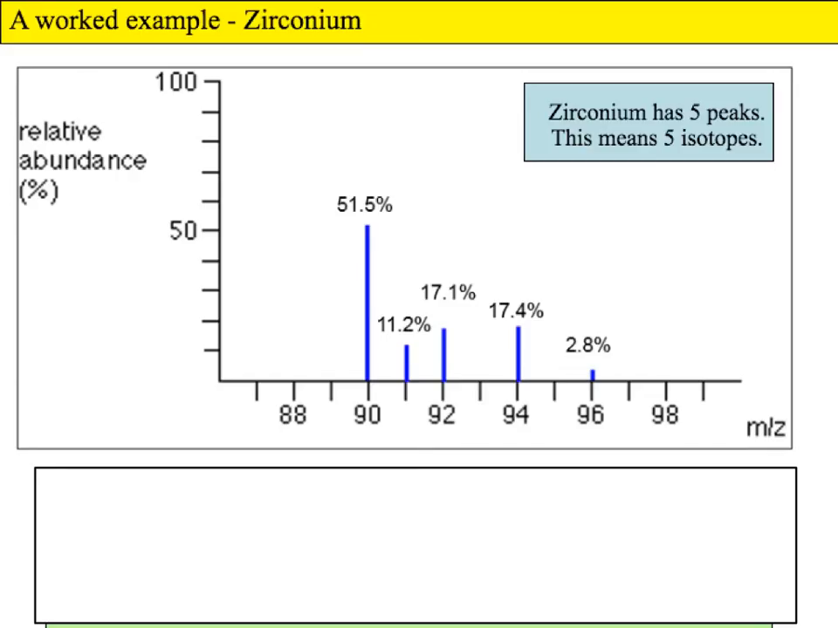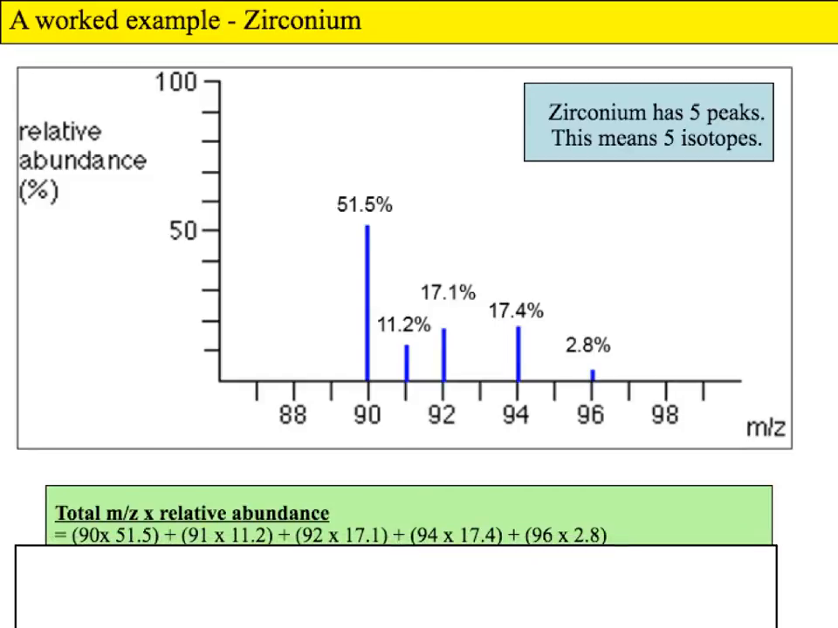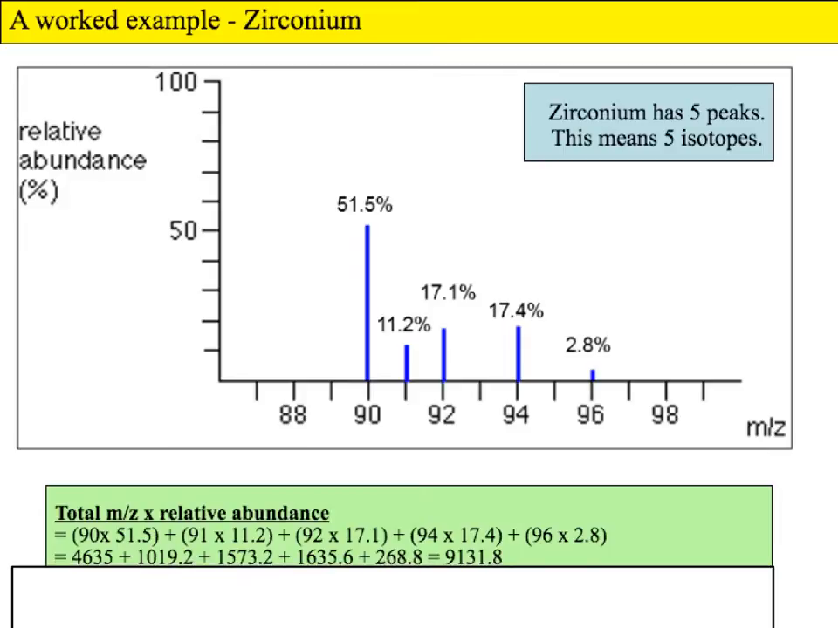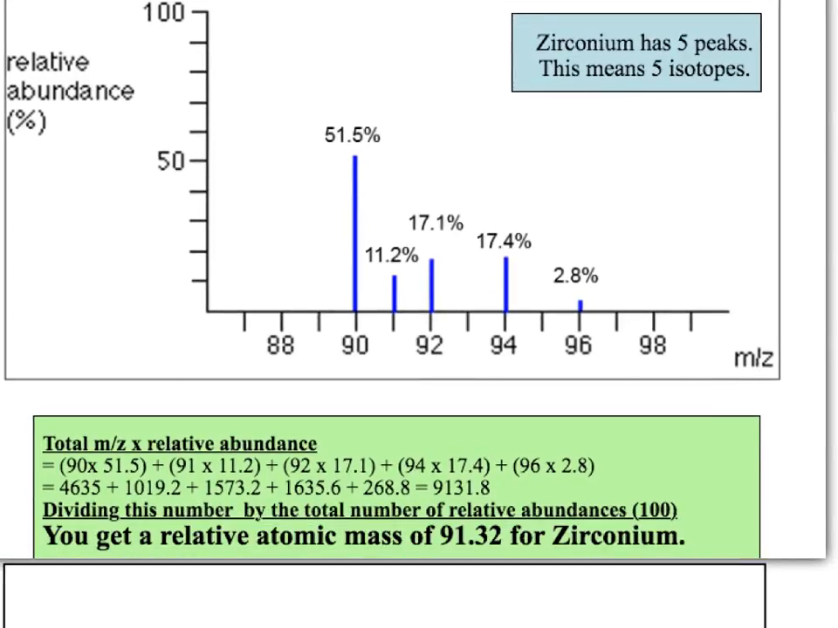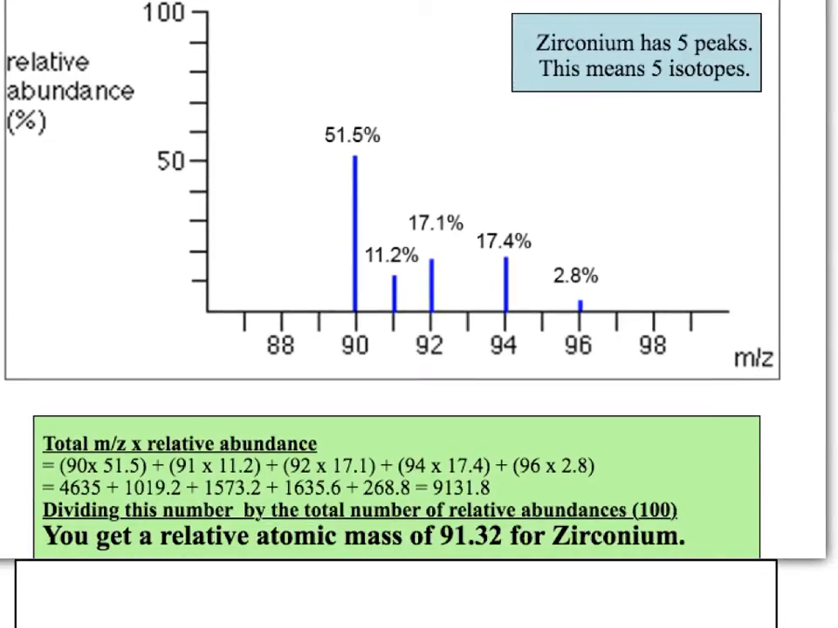If you pause the video and have a go at this one, I've given you the abundances. As you can see, there's 5 isotopes. You can see their different m/z values, which is equivalent to the mass. You can see their abundances, so just do the steps that we did before. So what you should have done, taken the abundances, times them by the m/z values, added them all together, and then divide by the total amounts. So the total amount was 100. Let's move the screen down a bit. And you should have got a relative atomic mass of 91.32.